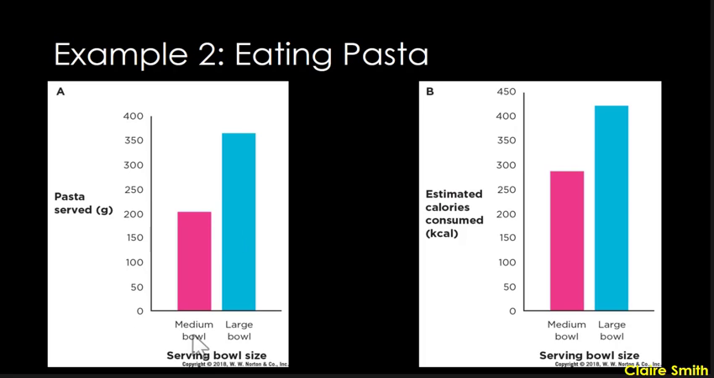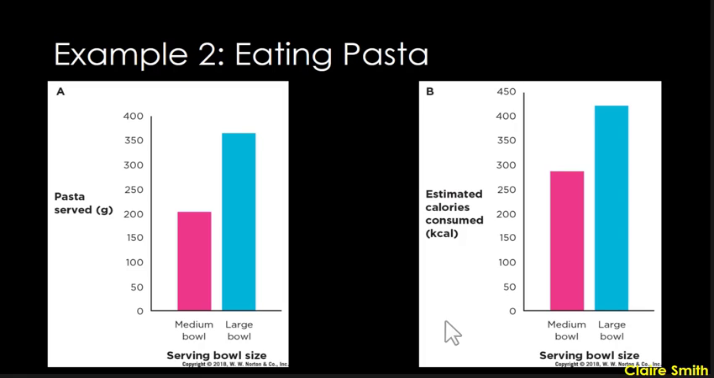So looking at just the serving bowl size, how much pasta each group took. In the medium bowl condition, clearly individuals took a lot less pasta than in the large bowl condition. So how much pasta they physically put on their own plate. If they were taking it from a large bowl, they took significantly more than from a medium bowl.